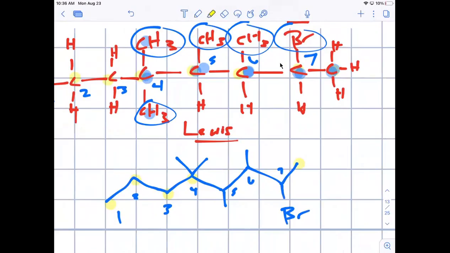I can draw it or not draw it. Do you want me to write out the CH3 or not? Which one do you prefer?